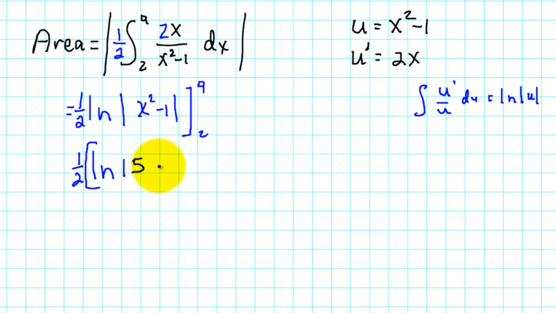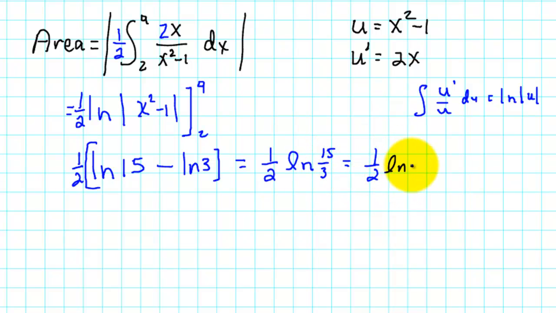So we have the ln of 15 minus, now we need to use our lower limit. 2 squared is 4 minus 1 is 3, the ln of 3. We can use our logarithm properties to combine here. So we get the ln of 15 thirds, which would be the ln of 5. Now this would be our exact value if we wanted an exact answer.